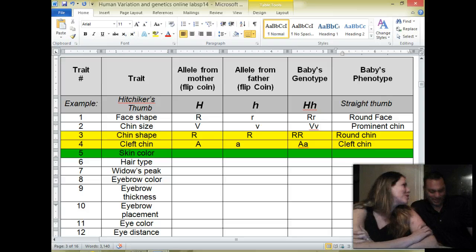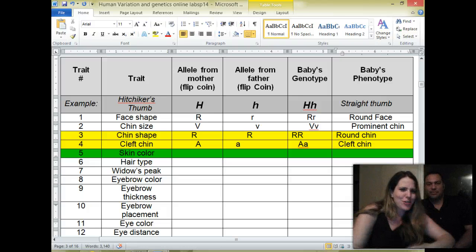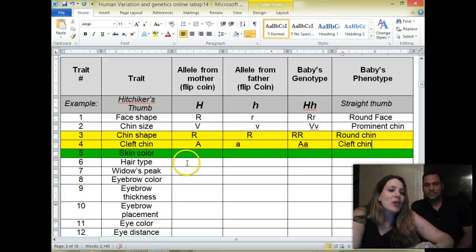Okay. So what we want to do is start drawing this baby. So round face, prominent chin, round chin, cleft chin. Now I've also highlighted the next trait. This one's skin color. This one is a special case as well.